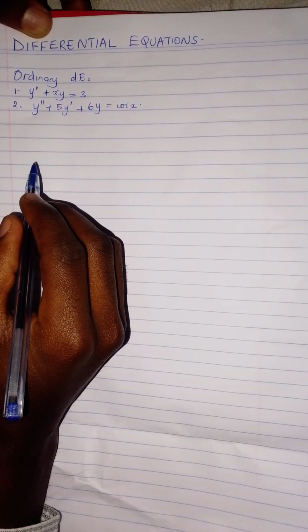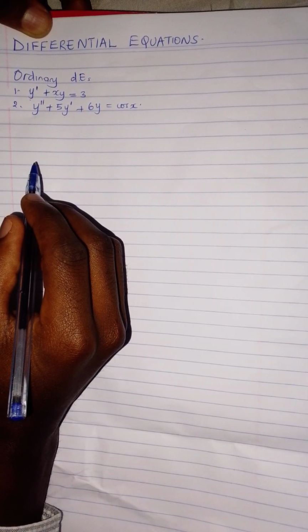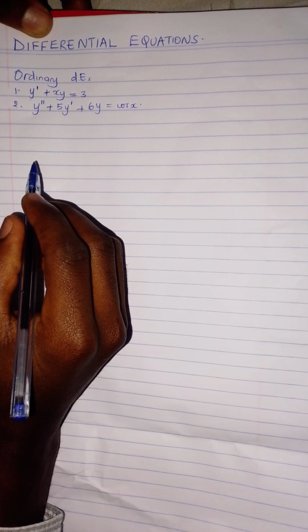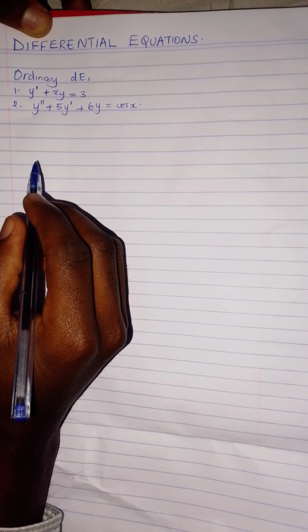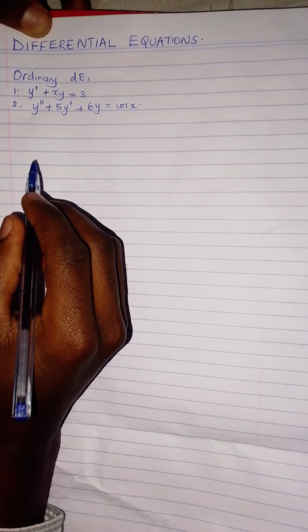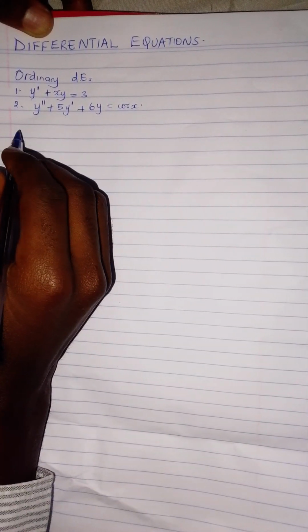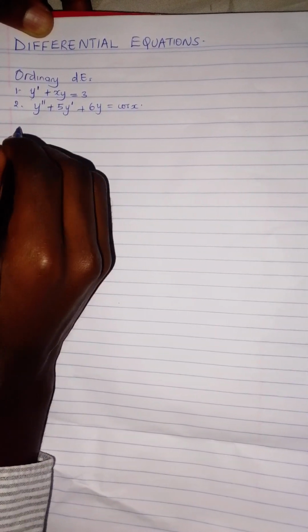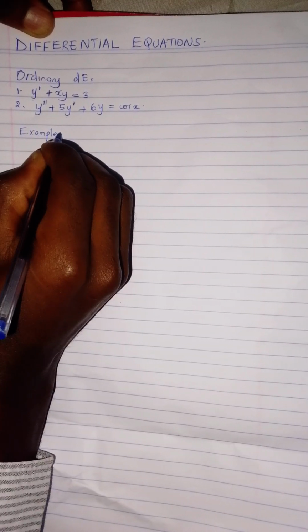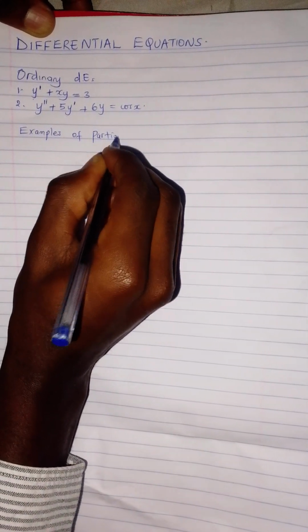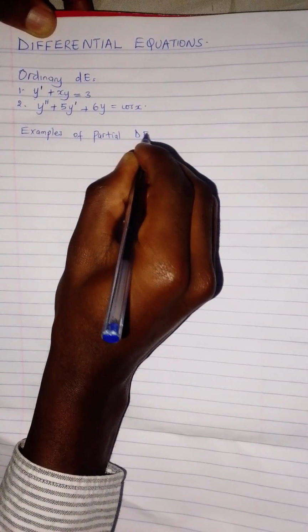Then we have partial differential equations. These contain more than one independent variable, or two or more independent variables, and those are called partial differential equations. We have examples of partial differential equations.